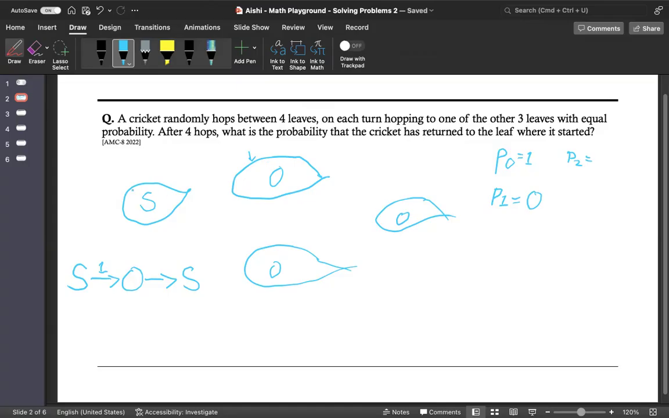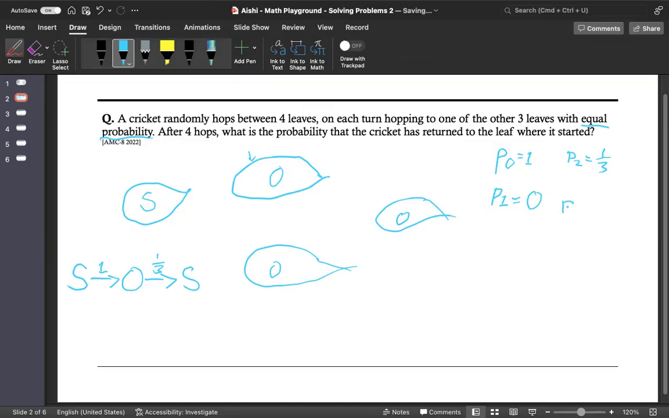So the S is one leaf out of the three leaves it can go to, and it says hopping to one of the other three leaves with equal probability, which means that going from O to S is 1 by 3. So we're going to multiply these because these are part of the same thing. So we get 1 by 3.